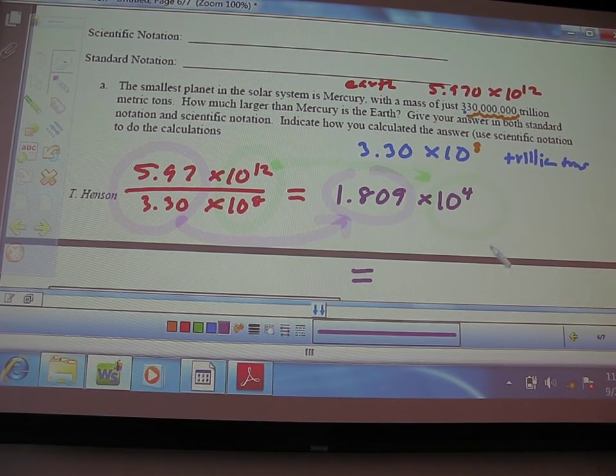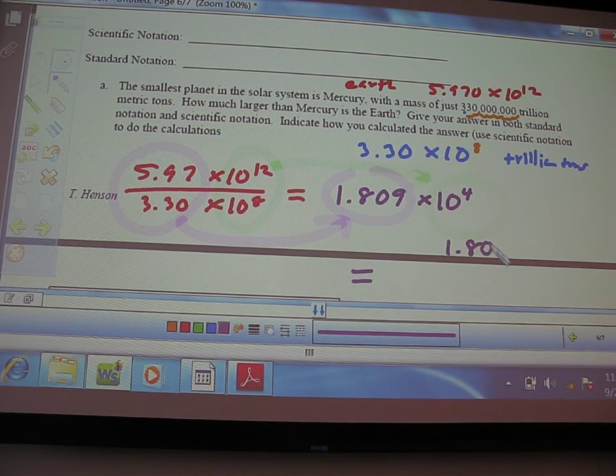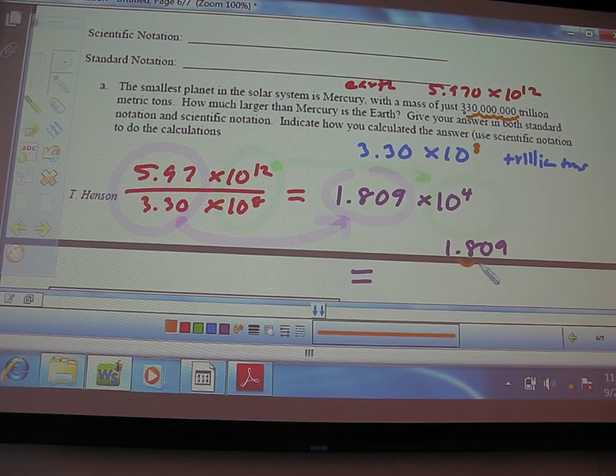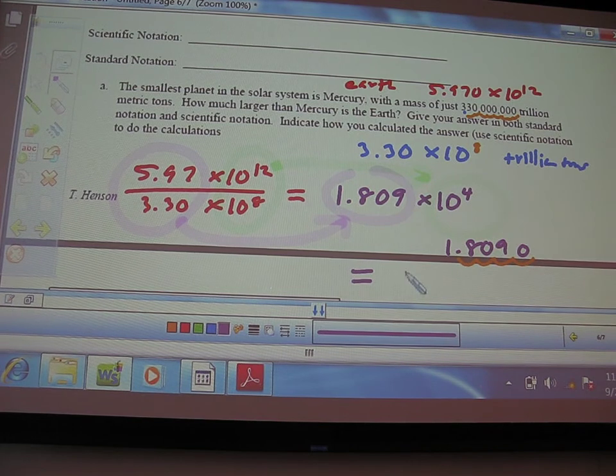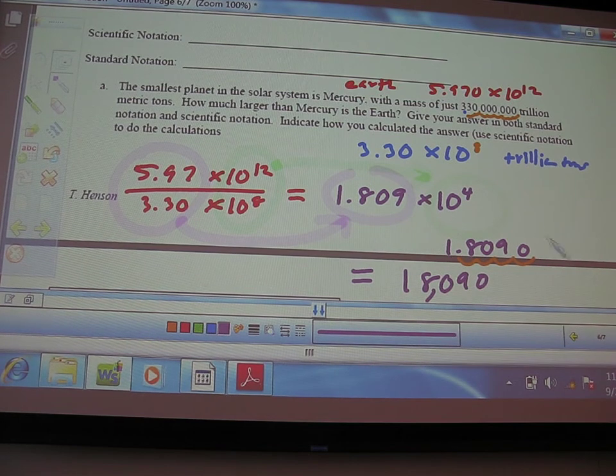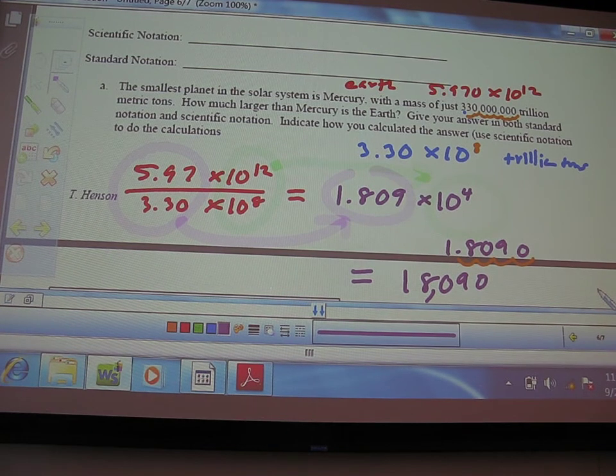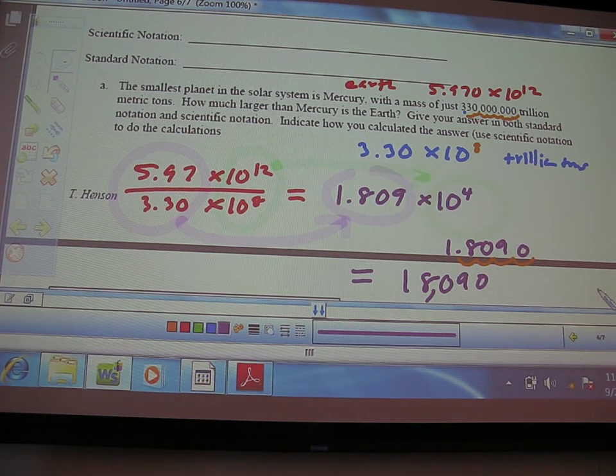So I have 1.809. I'm going to move it over 1, 2, 3, 4. I have to add another 0 because I don't have enough spots. Everyone with me? So it should become 18090. And again, that's trillion tons. But no, actually it's not, because they cancel out. So Earth is roughly 18,000 times bigger than Mercury. 18,000 times bigger. That's a lot.